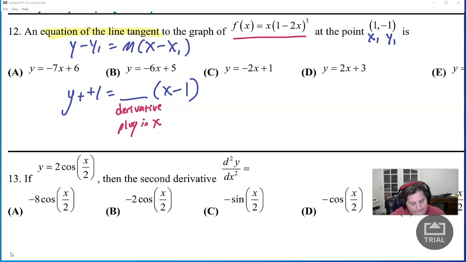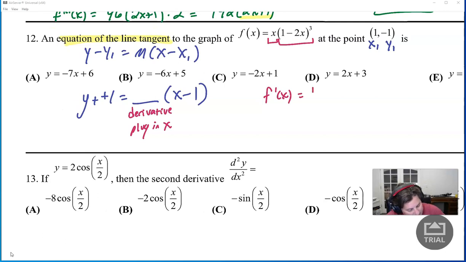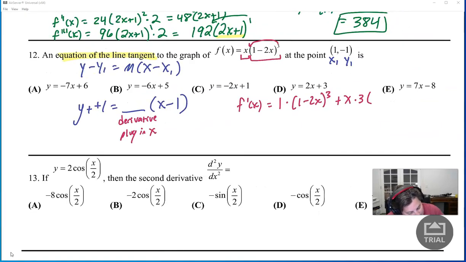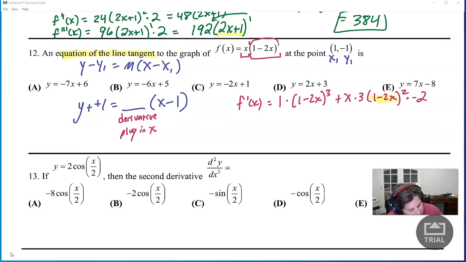Oh, goodness. All right. If I'm taking the derivative of that, you guys, I need to do a product rule. Okay? Whew. All right. Derivative of the first times the second. Plus first times derivative of the second. Now, when I go to do derivative of the second, it's going to be 3 times 1 minus 2x to the 2. And then I still got to do chain rule on there. I got to multiply by negative 2.